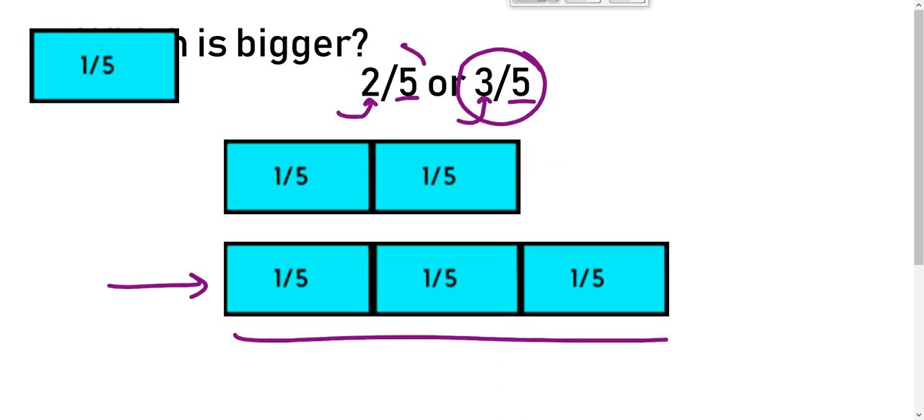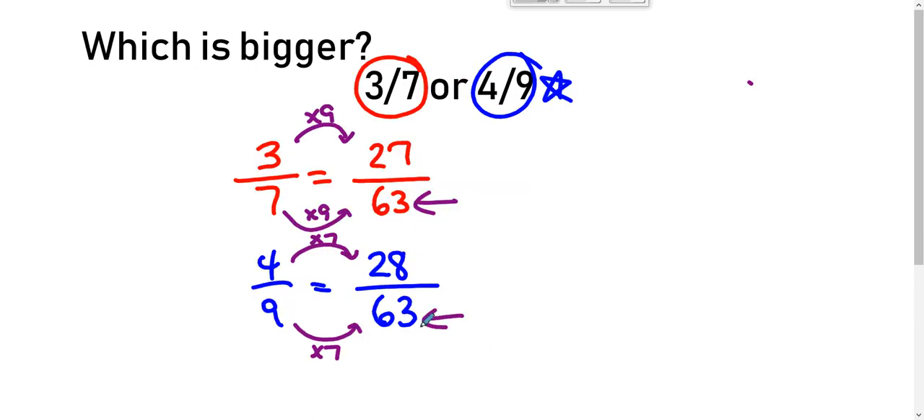I think it is more natural for a child to make the denominators the same. If the denominators are the same, then whichever strip is longer, well, that's pretty clear. We make the denominators the same. Whichever strip is longer, that only goes 27. This goes 28. This one is the bigger one. So 4/9 is bigger than 3/7.